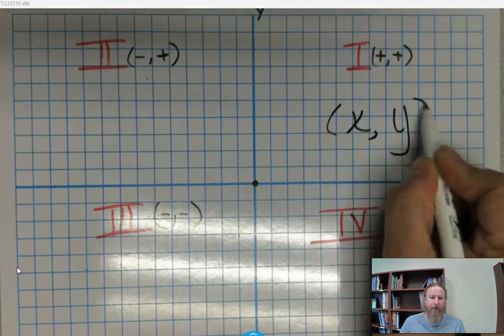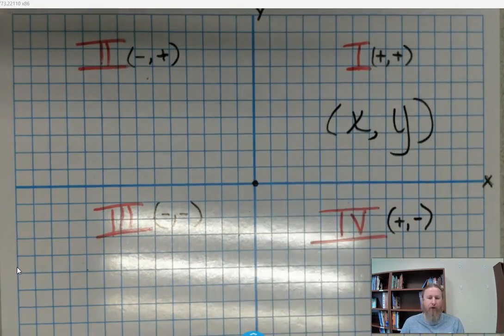So our x and y coordinates are always given in a particular order. It is x, comma, y. Always and forever. It is x, then y. So now we are going to walk through some sample points to plot.